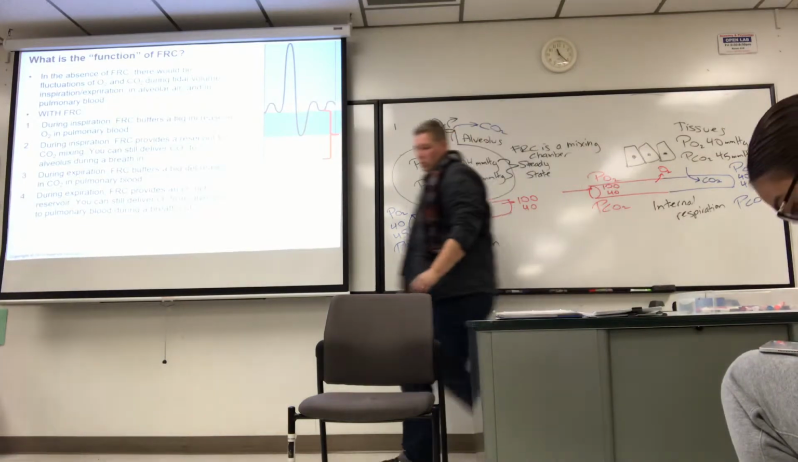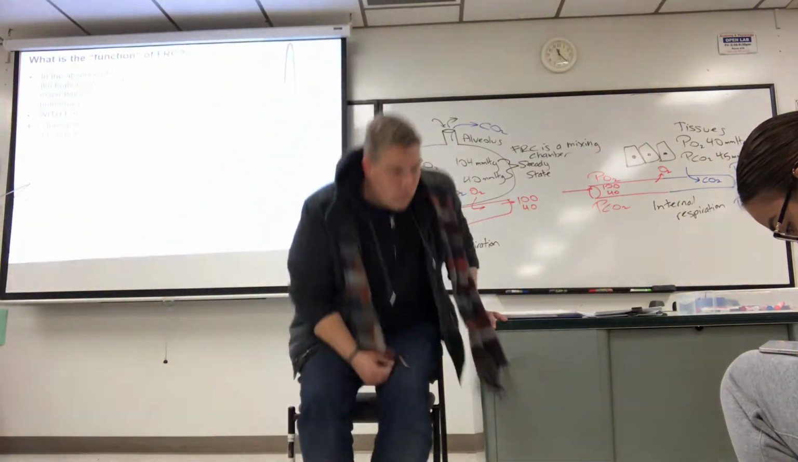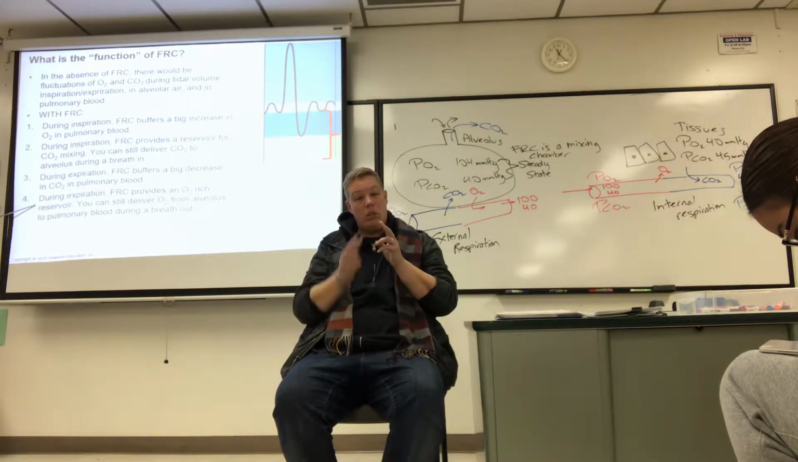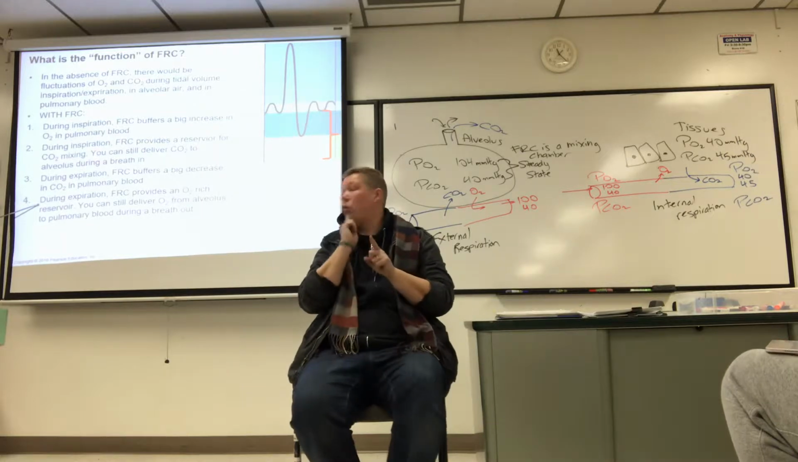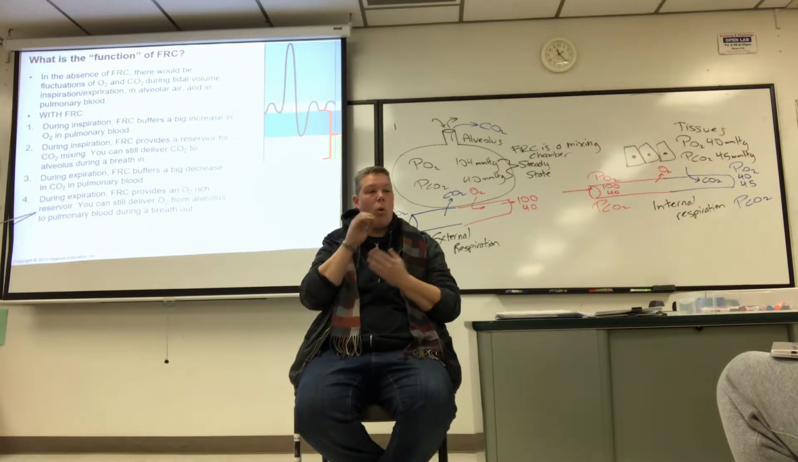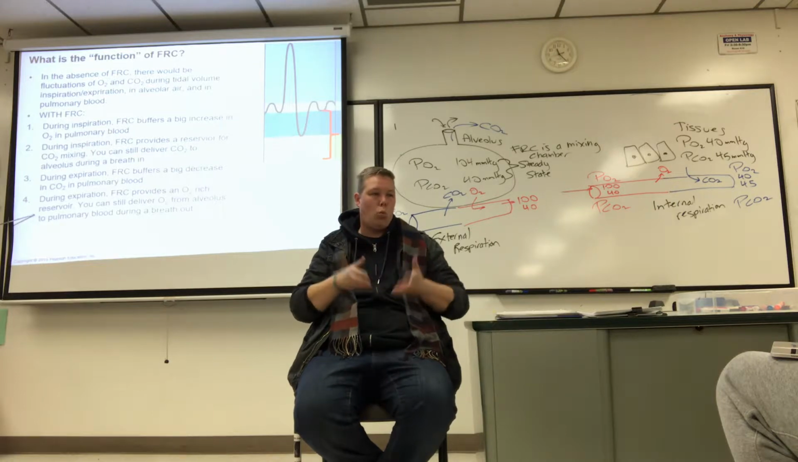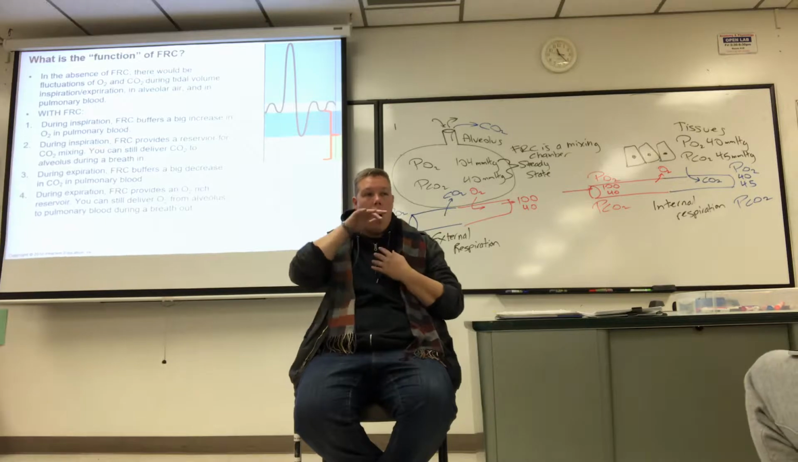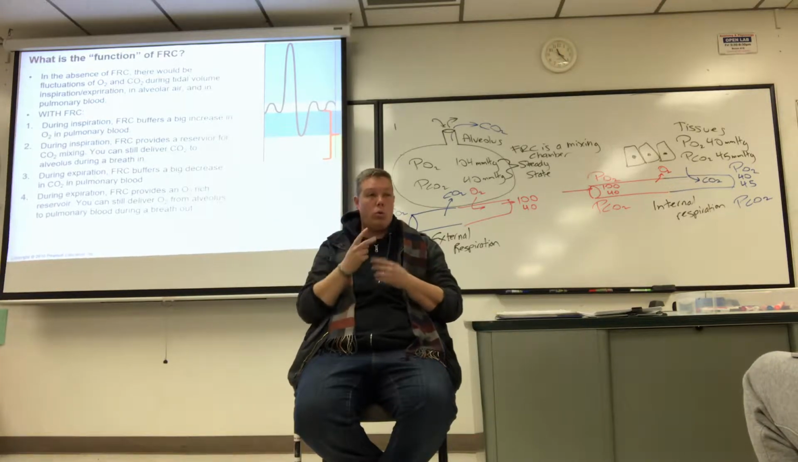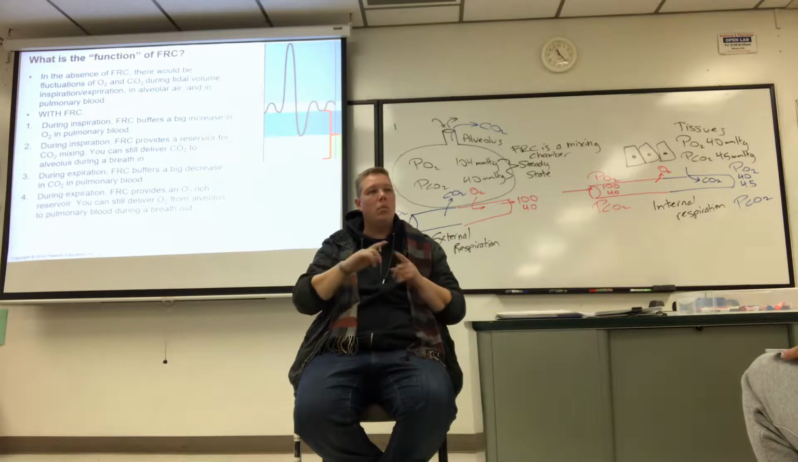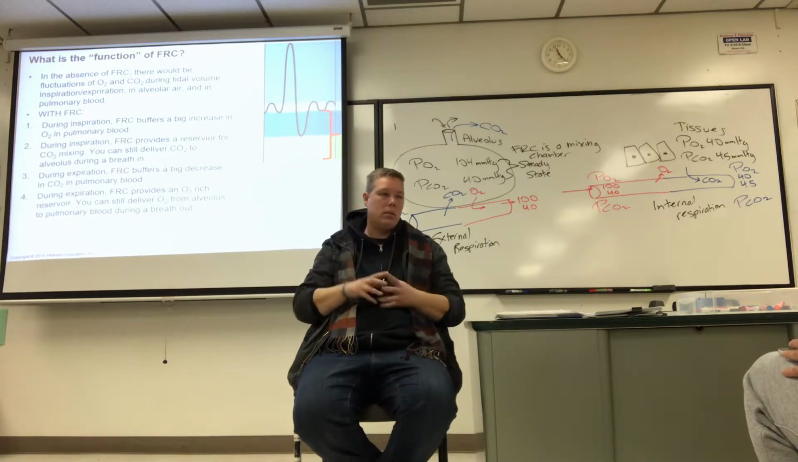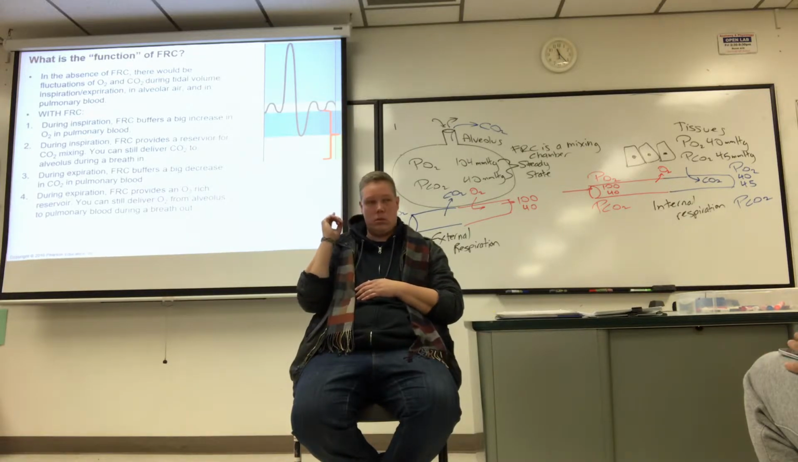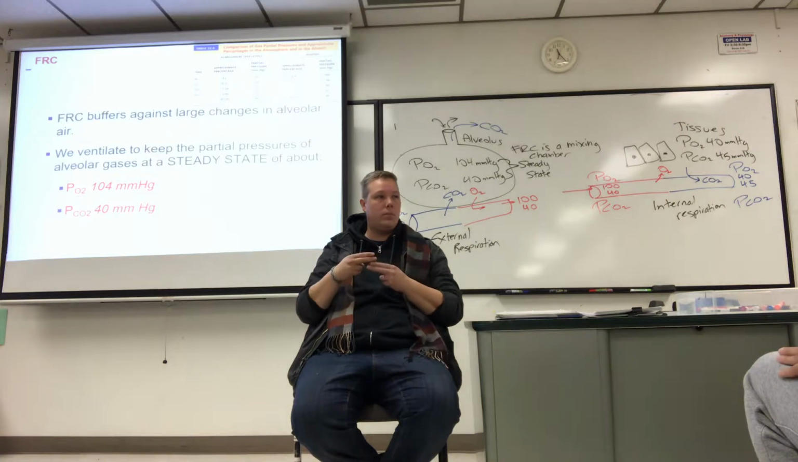And consider number 3 and 4. During a breath out, FRC buffers a big decrease in CO2 in the pulmonary blood. And also during expiration, FRC provides an O2-rich reservoir. You can still deliver O2 from the alveolus to the pulmonary blood during a breath out. So even though you're breathing out, O2 is still entering the blood. It's something you can't see, but it does happen. So that's the function of FRC. Note that slide. You're going to have to understand the function of it.